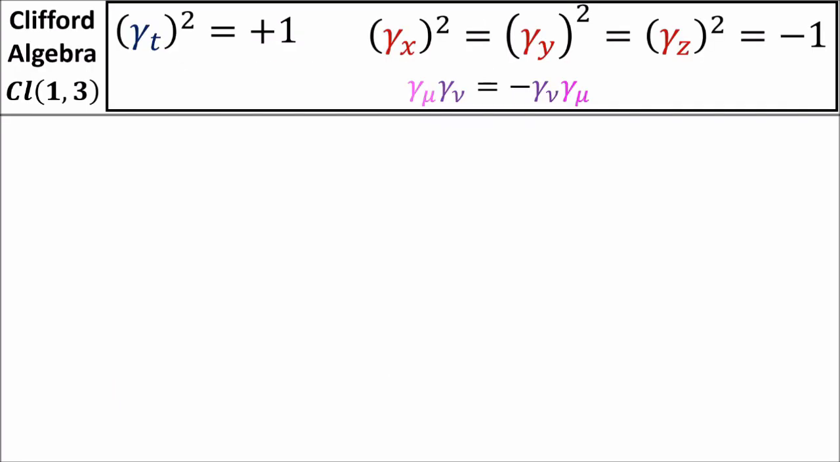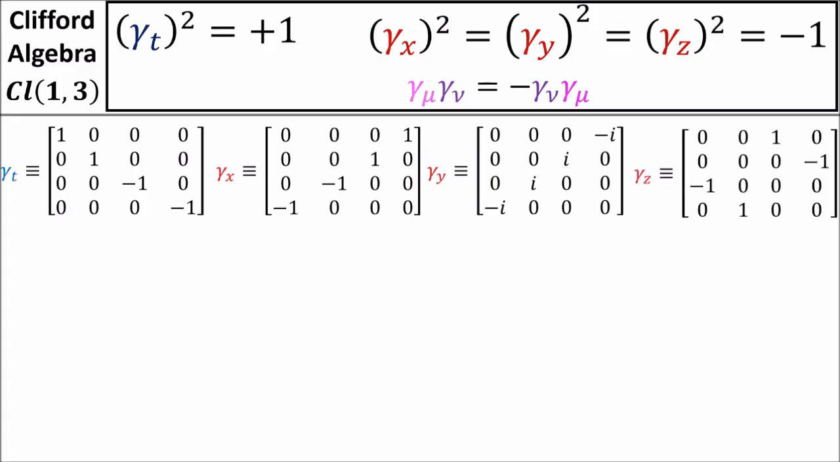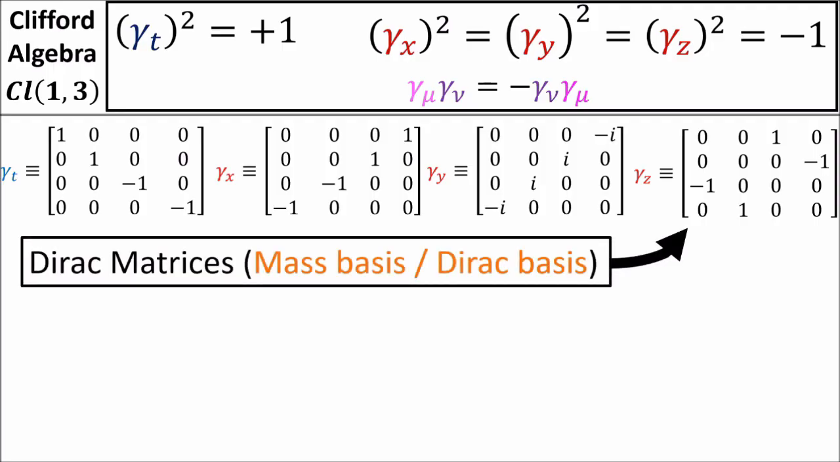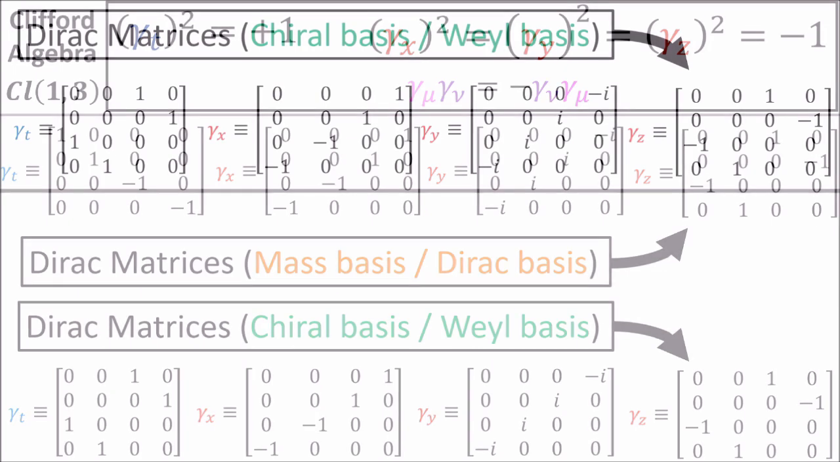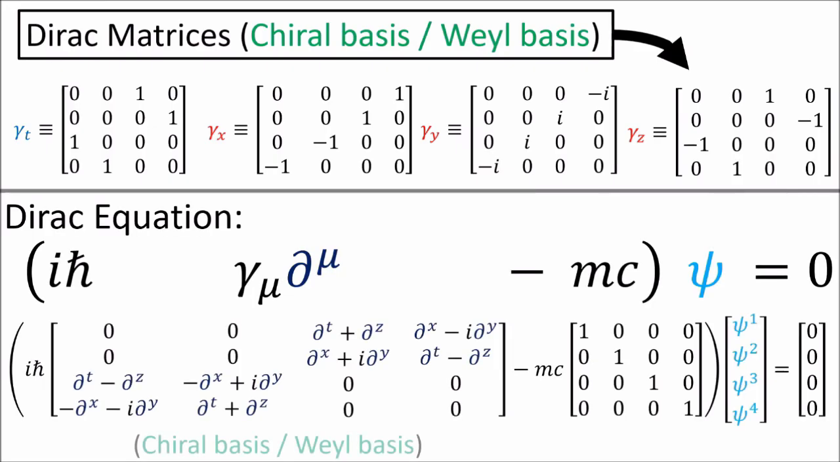Now, these gammas with their abstract algebraic properties can be a bit confusing for people not familiar with Clifford algebras. It's common to write the gammas as 4x4 matrices that obey all these squaring and anti-commutation rules. There are multiple solutions for what these matrices can be, but two common representations are the Dirac basis, also called the mass basis, and the Weyl basis, also called the chiral basis. So in array form, the Dirac equation looks like this.